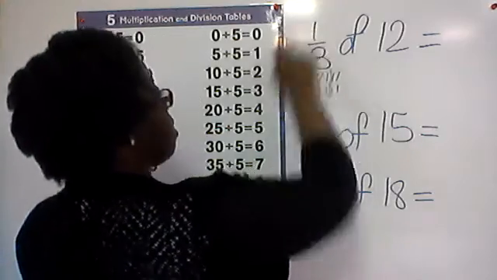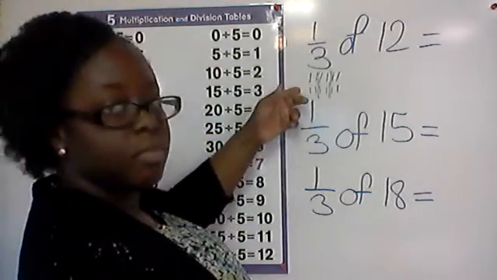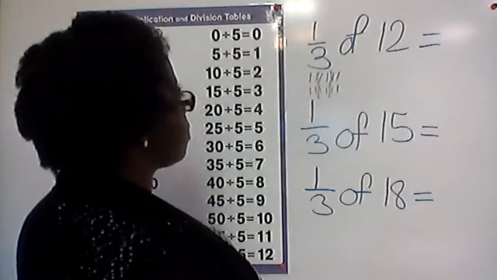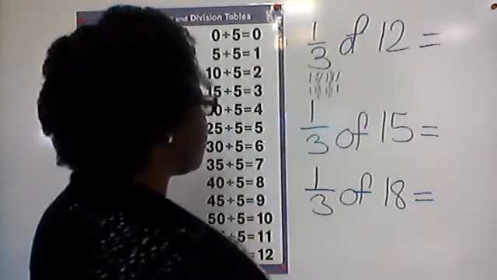Remember, looking at the top number, I only need 1 of these, right? If I only need 1 of these parts, that means I only need 4 sticks. So my answer, 1/3 of 12, is 4.